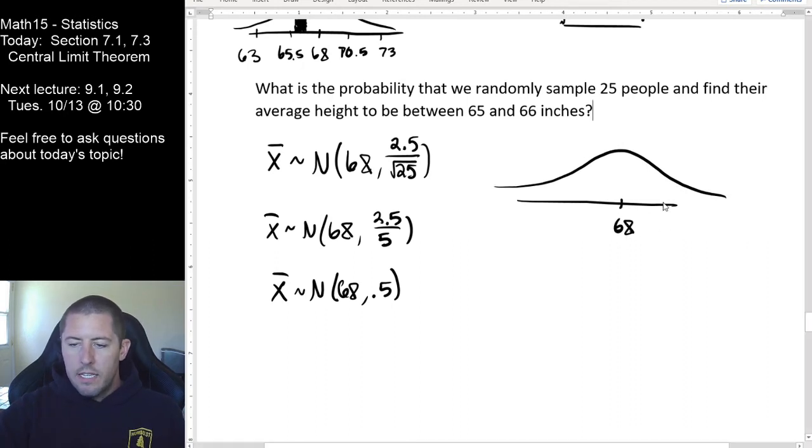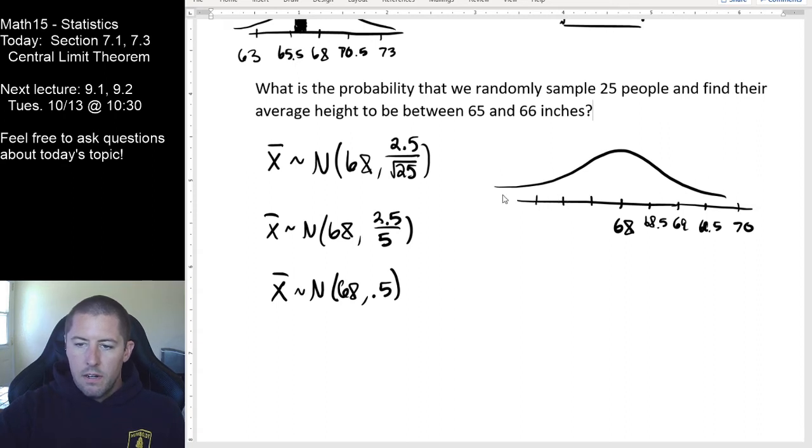We're still centered at 68, but now my deviations are only 1/2 of a unit. So 68.5, 69, 69.5, 70. And I can go the same in the other direction: 67.5, 67, 66.5, 66, and if I keep going, 65.5, 65.